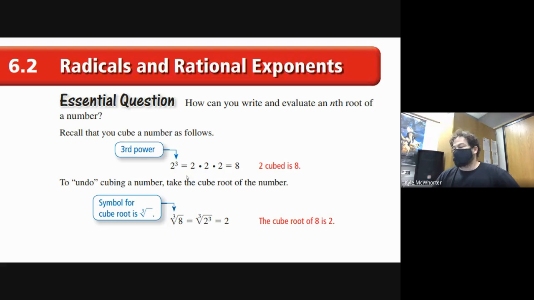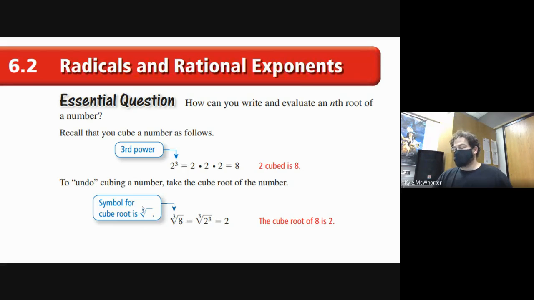So if you remember about exponents, like 2 to the third power means 2 times 2 times 2, right? So 2 cubed is 8. And then you can undo that cubing by taking the cube root. So the cube root is the opposite of raising to the third power.